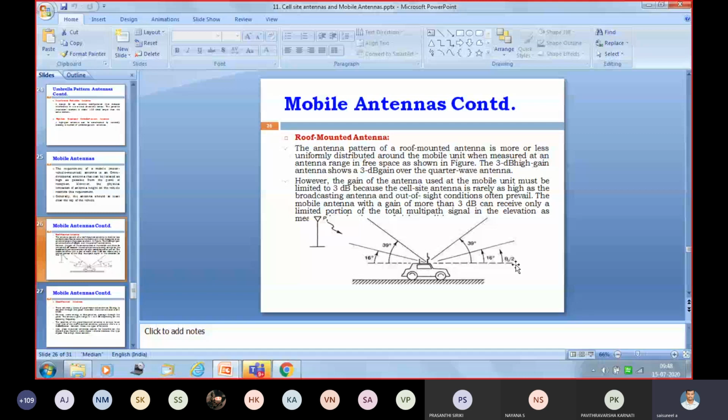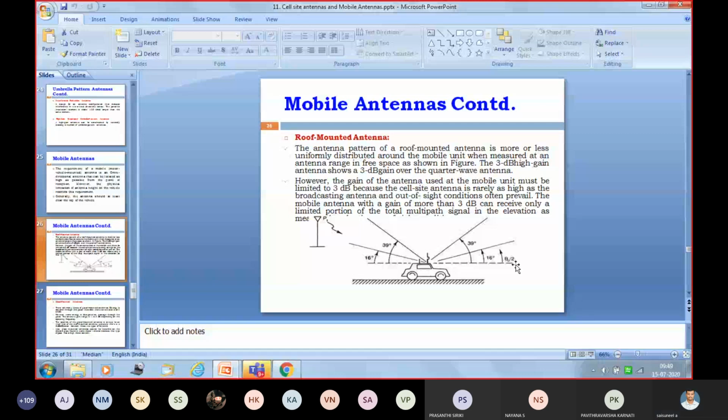Here in these roof mounted antennas, what type of antenna is used? Again, omnidirectional antenna systems are used. Inside the roof mounted type, the type of antenna fixed is an omnidirectional antenna system.